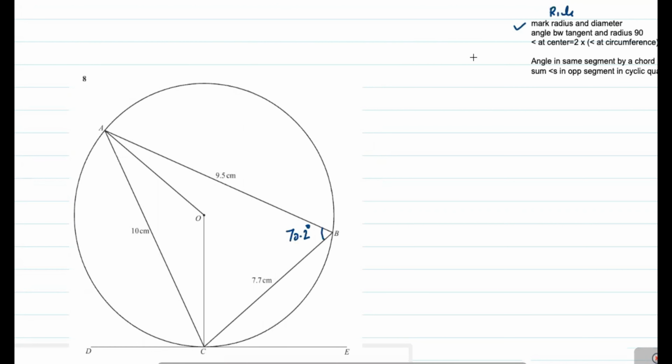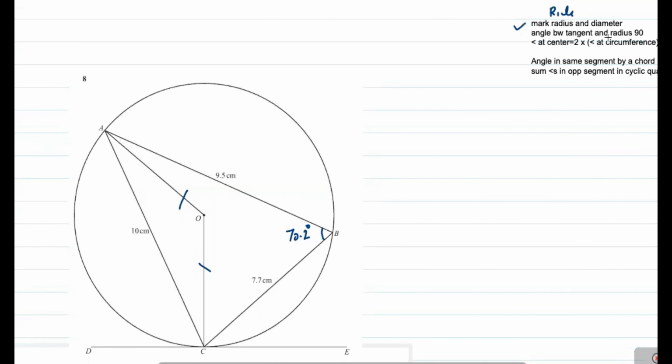Now, firstly, we mark the radius. Here you see this is the line AO, and OC is the radius. I mark it, and these are the radii. Next is to mark the diameter. There is no chord which is passing through the center. Therefore, there is no diameter line.